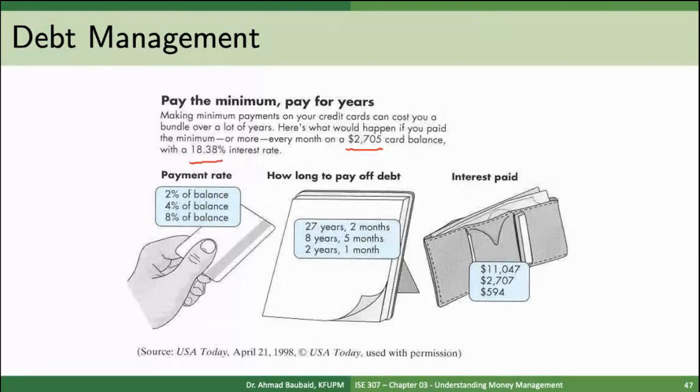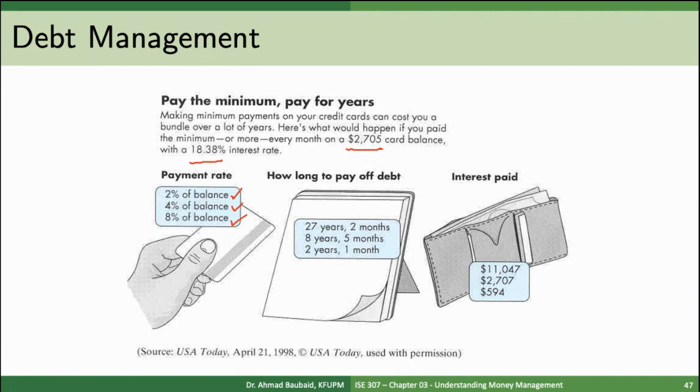And this is the interest rate. I'm not sure actually if this is like nominal or if this is effective. Not quite clear. It's in the book somewhere. I didn't look at it, to be honest. But here it's just saying that if you pay only 2% of your balance versus if you pay 4% of your balance versus if you pay 8% of your balance.